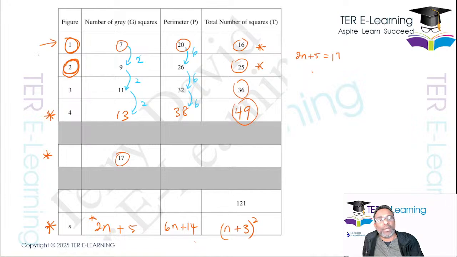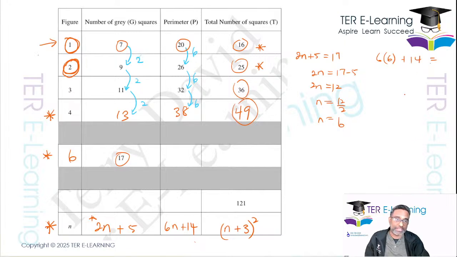So this is going to be 2n is equal to 17 minus 5. So 2n is equal to 12. n is equal to 12 over 2. So n is equal to 6, right? So this corresponds to figure 6. If you want to work out the perimeter, it will be 6 by 6 plus 14. So that's 36 plus 14, and you're going to get 50. So this here is going to be 50.